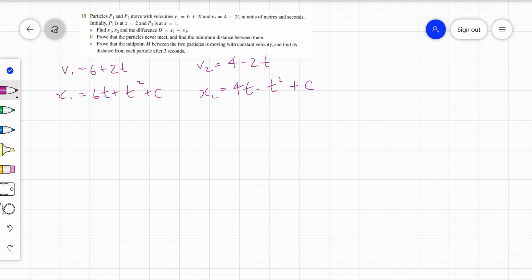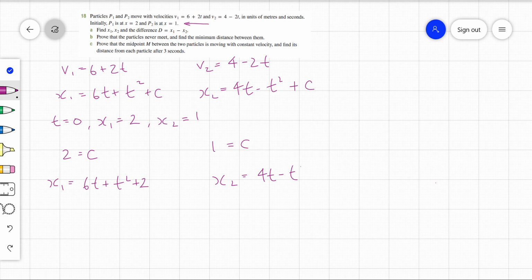In order to find that plus c, I need some more information, and there we get given the information initially. So when t equals 0, we are given that x1 is 2, that's particle 1, and x2 is 1. If I use that here, I've got 2 equals c, and over here I've got 1 equals c. So my x1 is actually 6t plus t squared plus 2. And my second particle is 4t minus t squared plus 1, this is its displacement, so they would both be in meters.